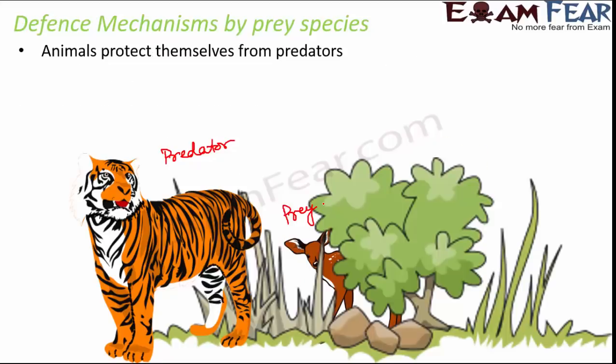So one is like camouflage. For example, you would have seen that organisms which are, let's say, green in color, they try to hide behind the bushes so that they are not visible. Or sometimes even like here, you can see that the deer is trying to hide behind the trees so that the tiger is not able to see them. So there are various mechanisms which are used by the prey so that they can survive or they can protect themselves from predators.